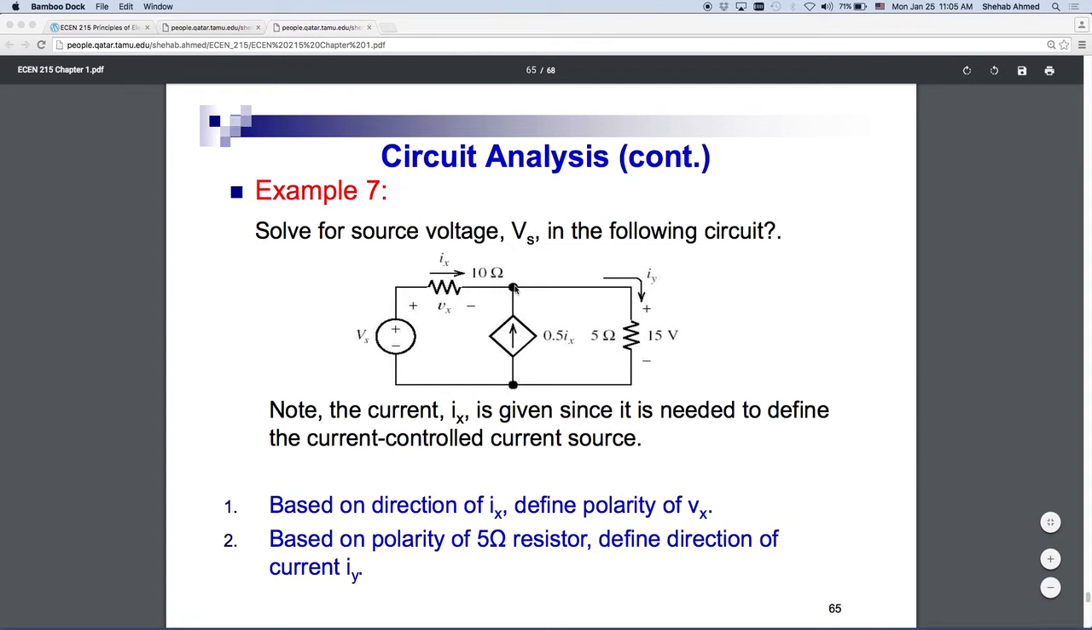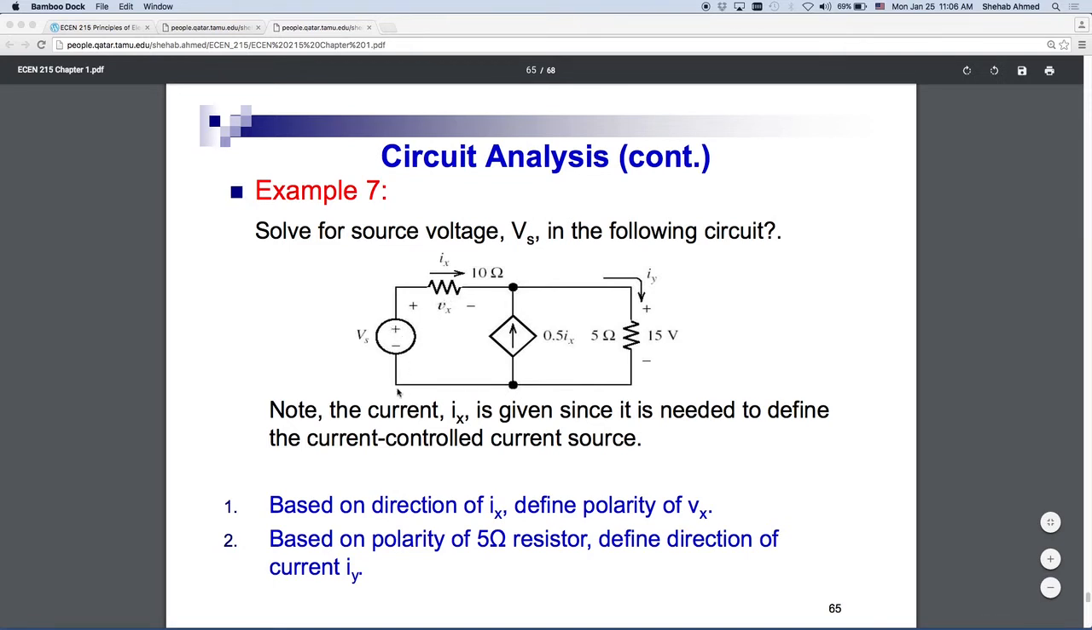remember, only elements that are exactly in parallel have equal voltage. So this current source is in parallel to this resistor and Vs, and is also parallel to this resistor. So the voltage across this current source is 15 volts because it's in parallel with the resistor. Or it is also equal to the sum of these two.